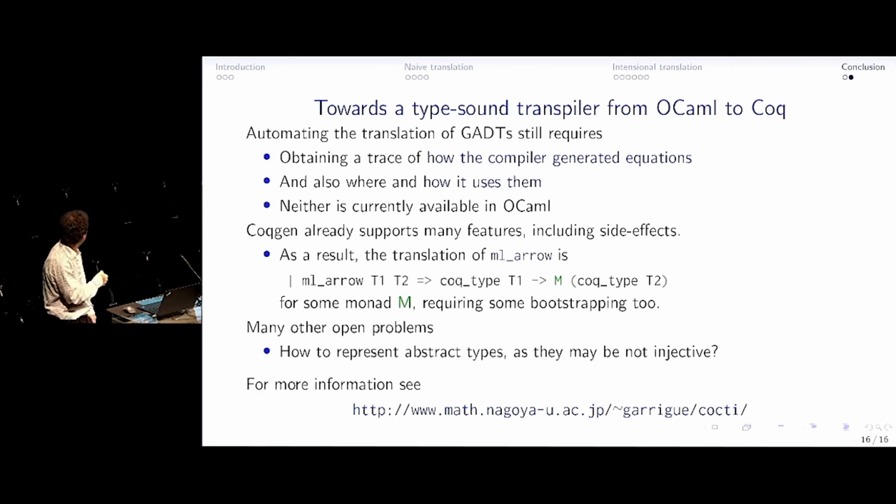Well, Coqgen itself supports already many features. In particular, in this talk, I translated ML' to Coq type T1 to Coq type T2. In the case of Coqgen, there is a monad in between that requires some slapping. And there are many open problems. And this is the end of my story. Thank you very much.